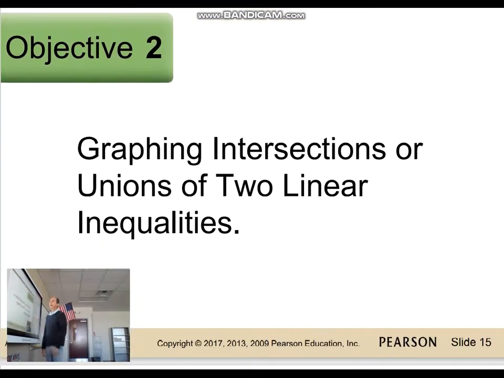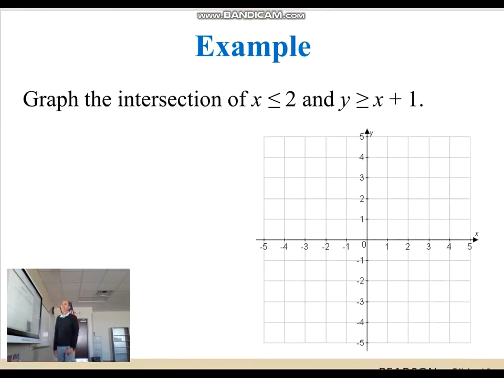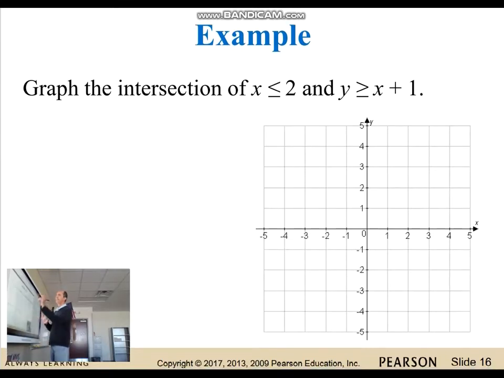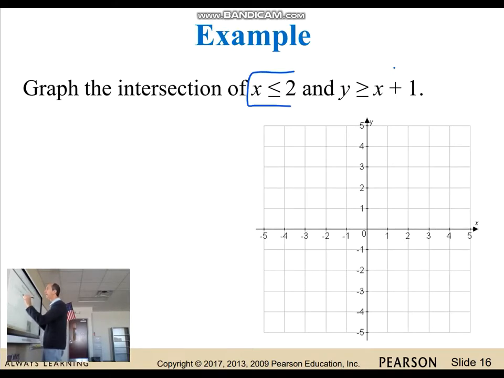Okay. Next objective, number 2, graphing intersections or unions of two linear inequalities. Check this out. Now we're going to have two inequalities. We were kind of having trouble working with just one. Now we're going to have two inequalities to graph here on the same rectangular coordinate system. Let's work step by step here. Take it easy and let's move here working on the first one, and we have x less than or equal to 2 to find the first boundary.